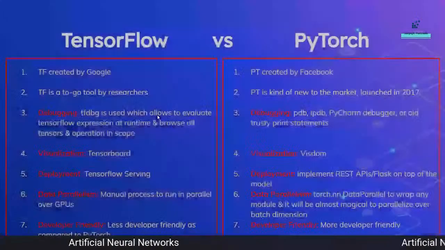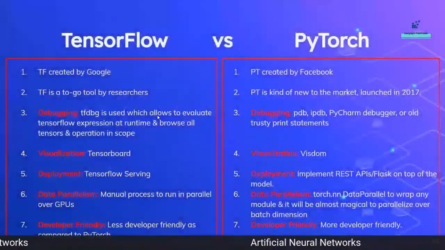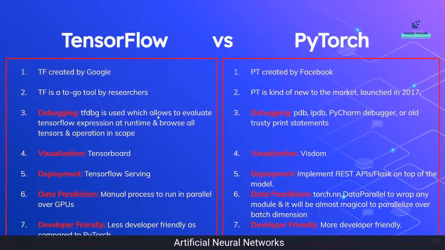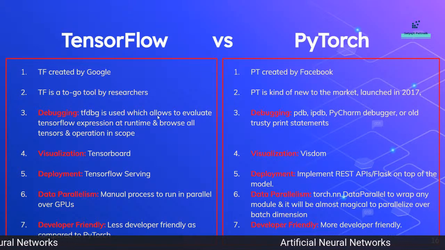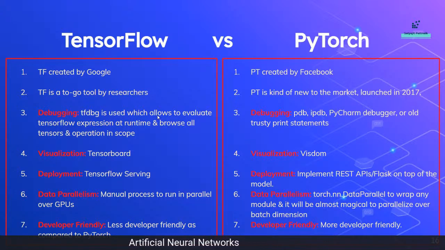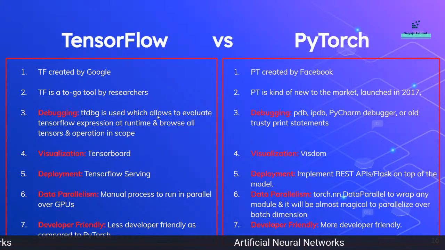Now, what is the difference between TensorFlow and PyTorch? Quickly we will see the differences. TensorFlow was created by Google. PyTorch was created by Facebook and it is new to the market. It was launched in late 2017. I think TensorFlow was launched way back in 2014. Not pretty sure about the year, but PyTorch is very new.